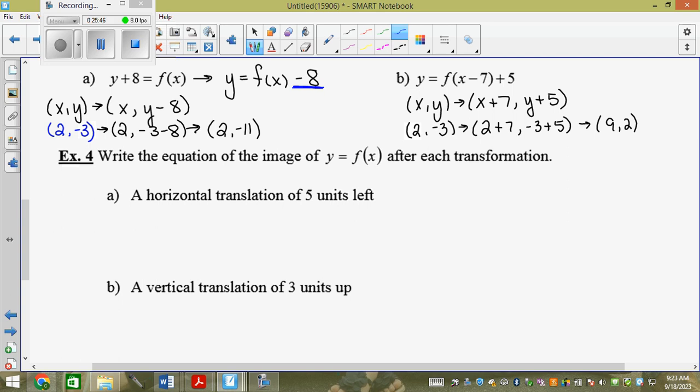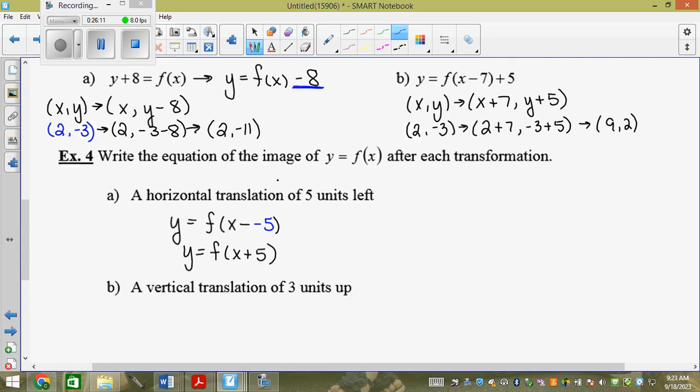Here it says a horizontal translation, 5 units left. And they want us to write the equation of the image. So it's y equals f. I need to move 5 to the left, so it's going to be what? x plus 5. And why is that? Because it's x minus negative 5, technically. Which is why it is x plus 5.